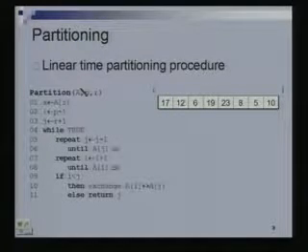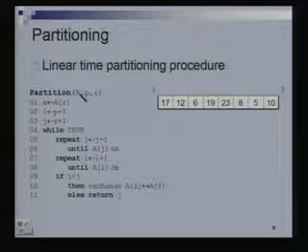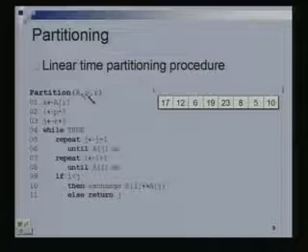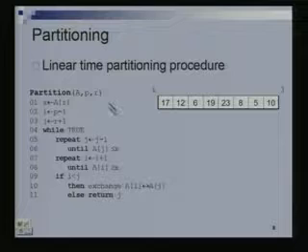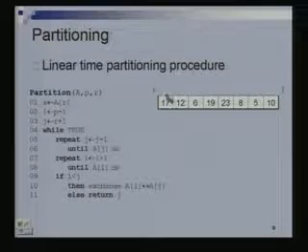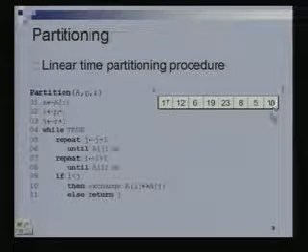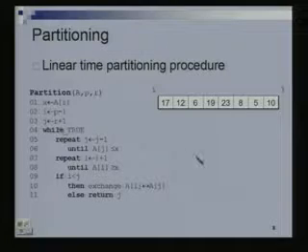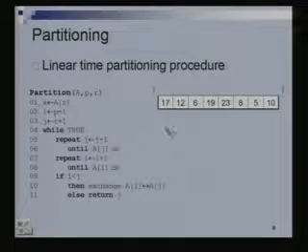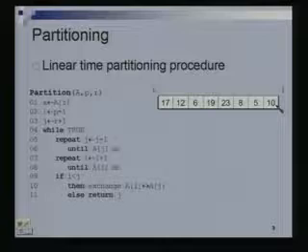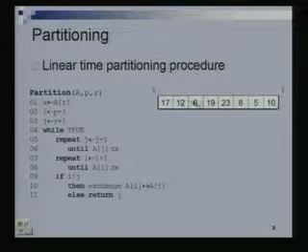So, this is the procedure to do the partitioning. It takes as parameters the array A, and P comma R are the limits of the array. P here refers to this location and R refers to this location. This could be part of a larger array. So, this just says to partition the sub array from P to R, and we will see what it will do at the end of the procedure.